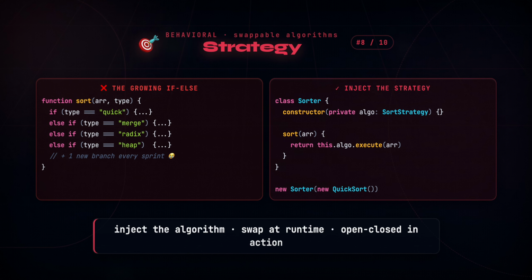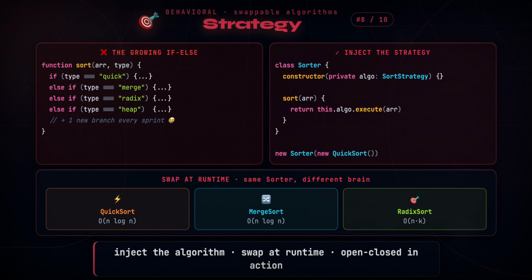The strategy pattern. Define a family of algorithms, encapsulate each one, and make them interchangeable at runtime. Sorting algorithms, payment processors, compression methods, pricing rules. Anywhere your code says, do this thing, but the thing might change. Strategy. You inject the algorithm as an object. Swap it out without touching anything else.